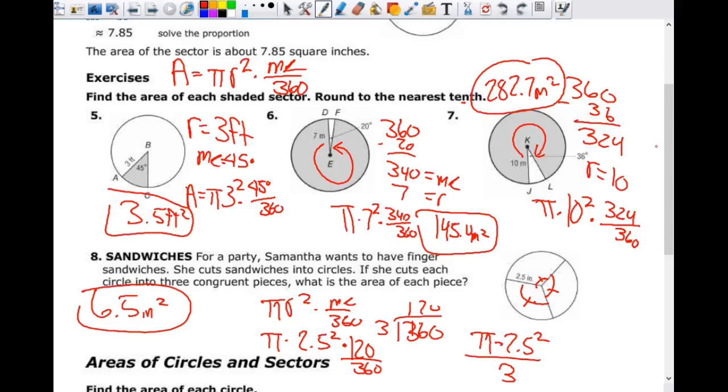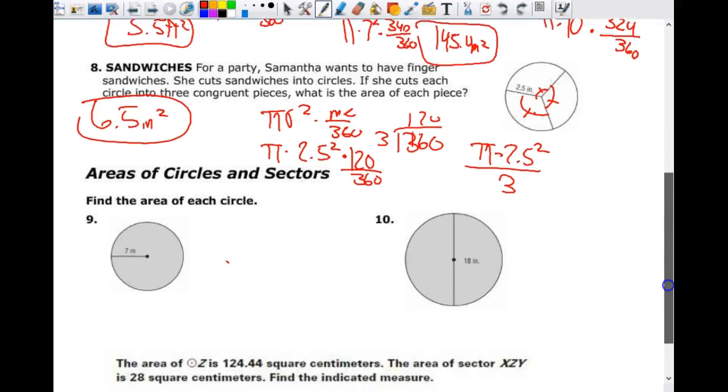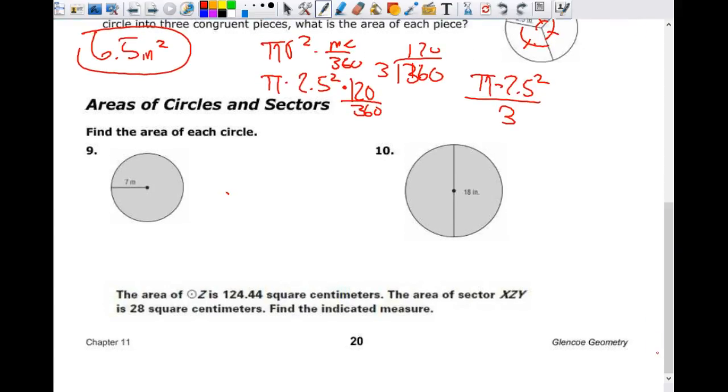Okay? What this formula really is, you're taking the area of a circle and multiplying it by a percentage of what you want. So in this one, we're taking the area and multiplying it by 0.333, or 33 repeating percent. Okay. Last question.